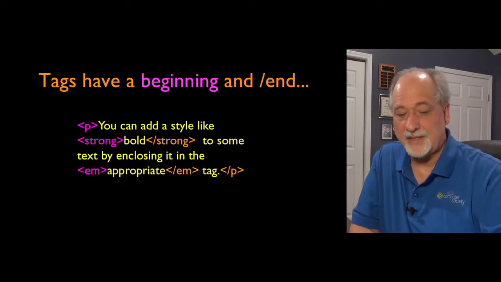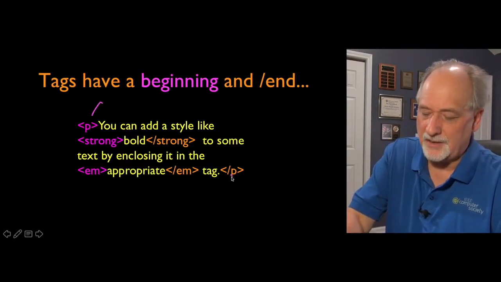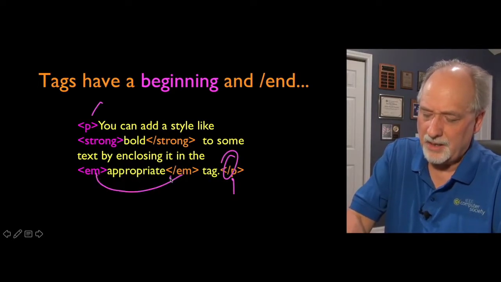You have beginning tags and ending tags. So here's a beginning tag, and then here's the ending tag. The slash is our indication of an ending, and they're paired. And they're also nested.